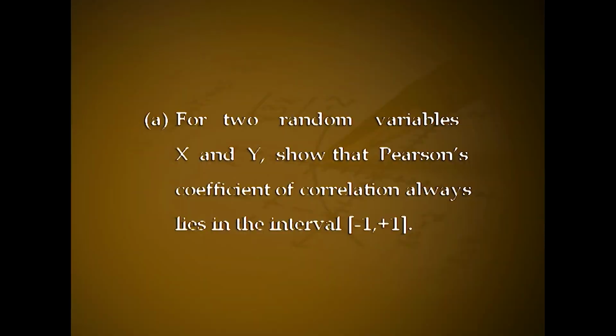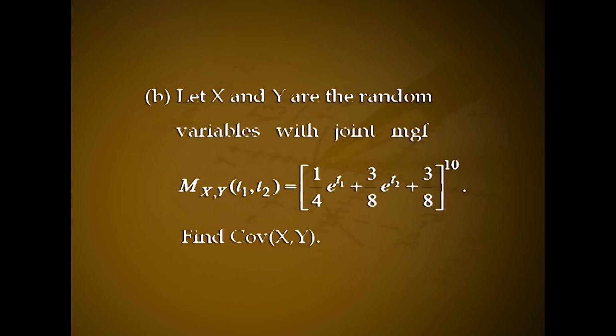Before moving to the next session, please try to answer the following questions. 1. For two random variables x and y, show that Pearson's coefficient of correlation always lies in the interval -1 to +1. 2. Let x and y be random variables with joint MGF m xy of t1 t2 equal to 1 by 4 into e raised to t1 plus 3 by 8 into e raised to t2 plus 3 by 8 all raised to 10. Find covariance of x y.